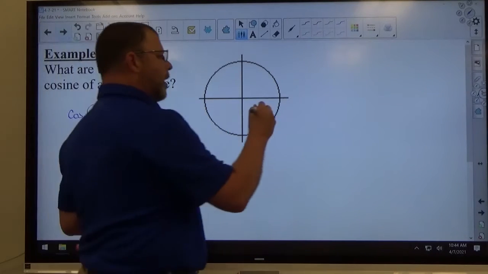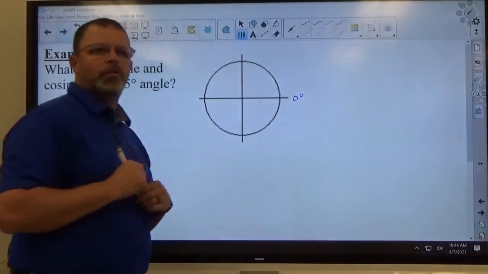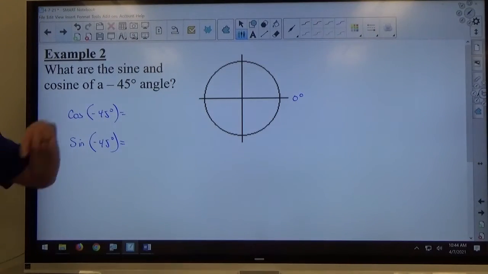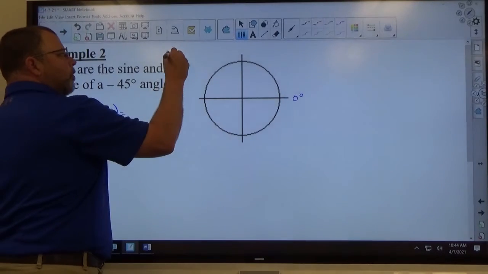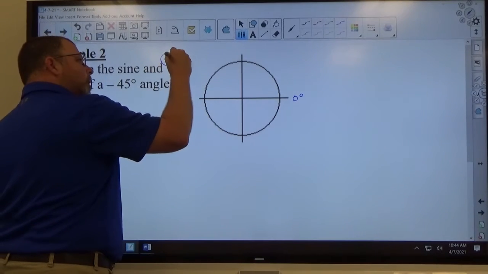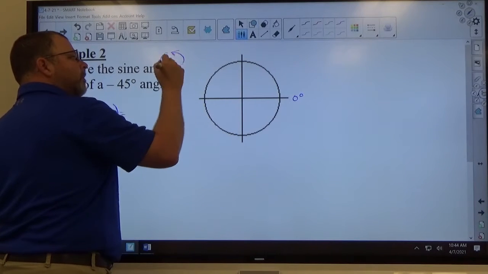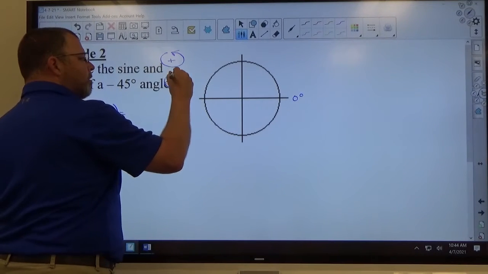If 0 degrees is right here, if I'm going negative 45 degrees, which way do I go? Down. I go clockwise, right? So when I'm dealing with the unit circle, if I'm going in a counterclockwise direction, my angle's positive. If I'm going in a clockwise direction, my angle is negative.